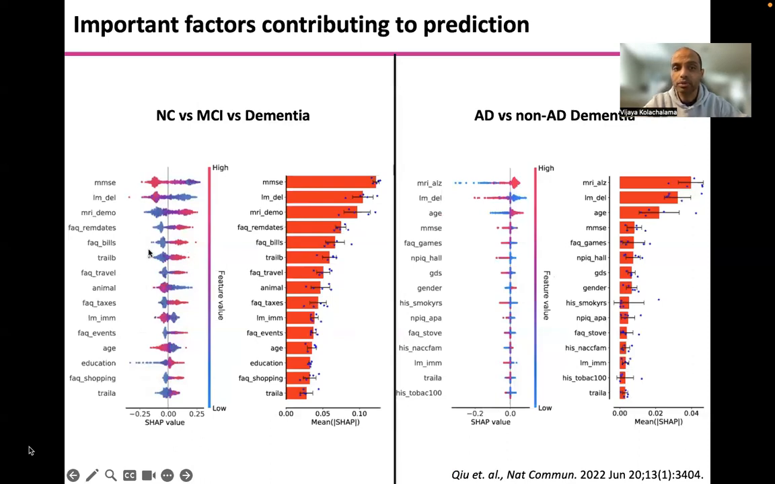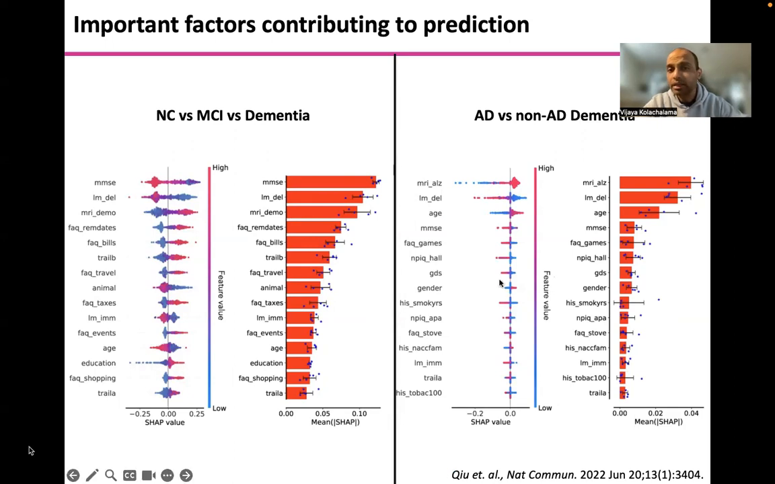And if you talk to an expert in the field, they would somehow agree that the top feature that turned out to be important is called MMSE, which means Mini-Mental State Examination, which is a very common and standard bedside cognitive test that is performed to assess a person's cognitive status. So that was reassuring for us that the importance analysis using SHAP allowed us to identify the most important factors contributing to that output of interest.